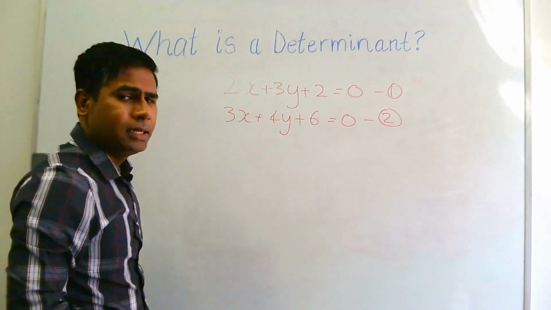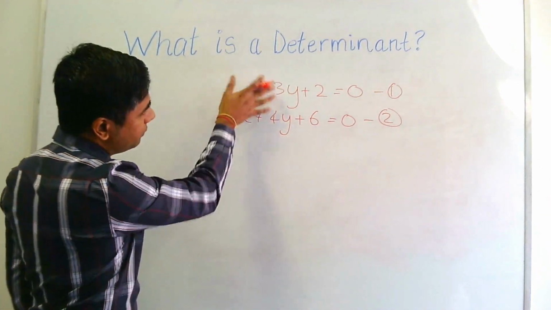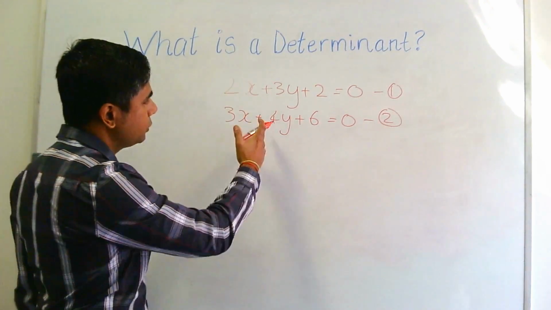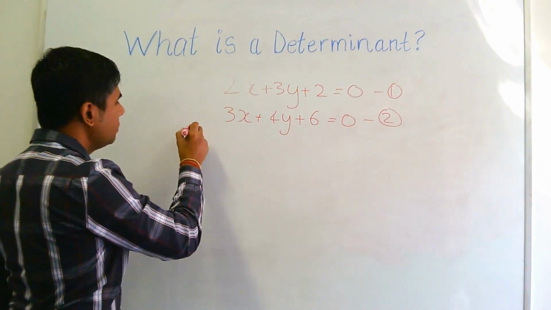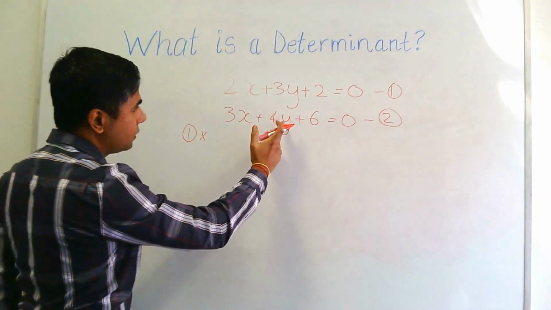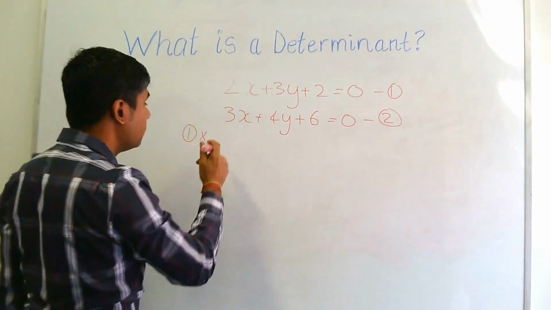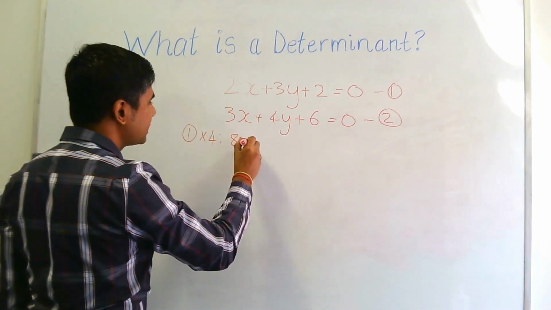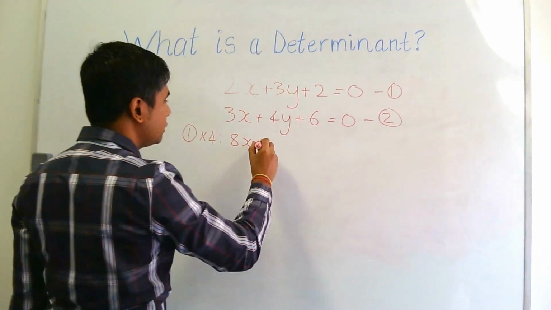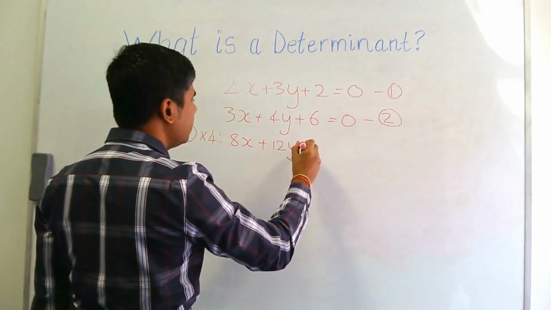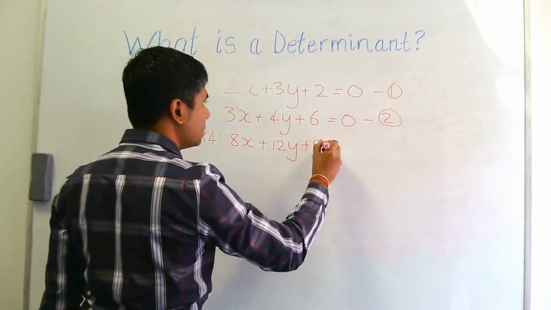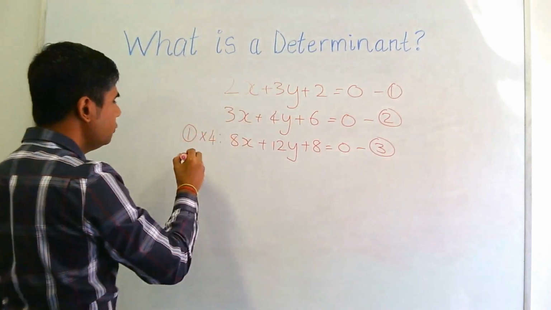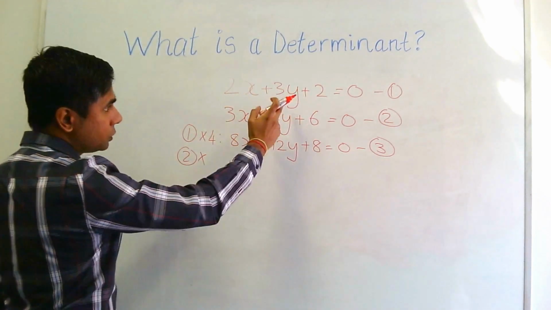How we would do that is by finding the lowest common multiple of 3 and 4, which is 12. We would multiply equation 1 by 4 and equation 2 by 3. So we take equation 1 and multiply it by the coefficient of y in equation 2. That's 4. So now we have 2 times 4, which is 8x, and then 3 times 4, which is 12y, and then 2 times 4, which is 8. And that's equation 3.